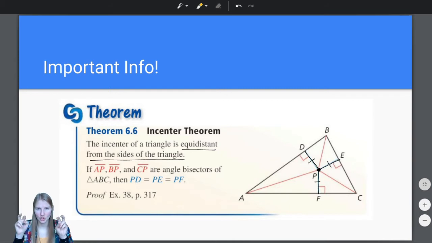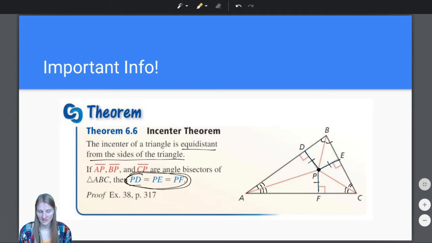And remember, when we say to each side, we're talking about the quickest line, the quickest way from the incenter to the side of the triangle, and that's always at a 90-degree angle. So, if you have the angle bisectors, and you know where they meet, then you know that from the incenter to each side of the triangle, that is the same distance.